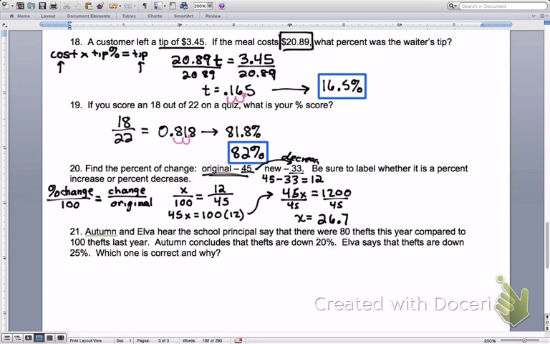So the question asks us, is it a percent increase or percent decrease? It is a 26.7%, and we already decided that it was a decrease.